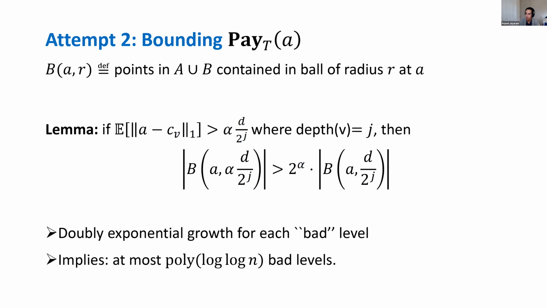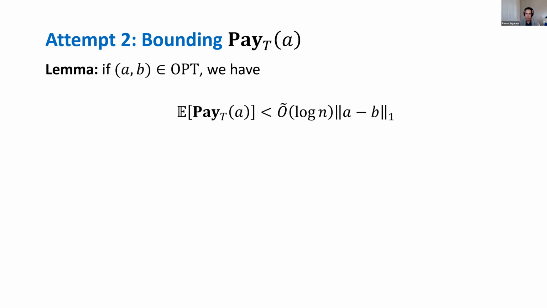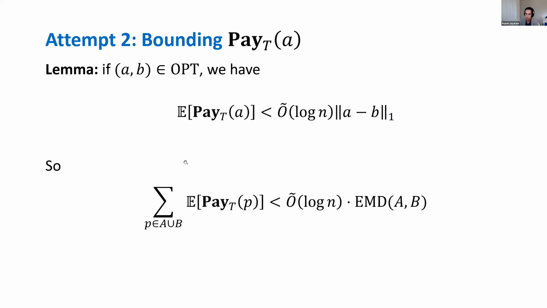And so as a result, you have only poly log n bad levels. And this allows us to show that the expected payment cost is only a tilde log n factor larger than the actual distance between A and B in the quadtree. And so by linearity, the total expected cost is log n times the earth mover distance. And this is the main idea of the new proof.